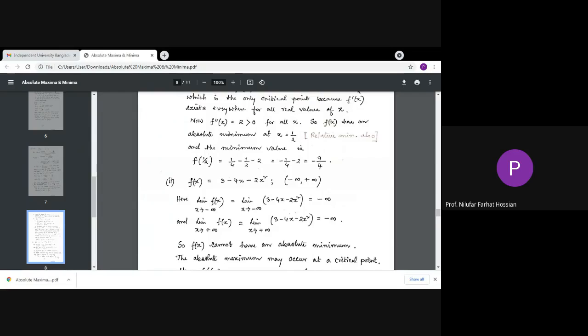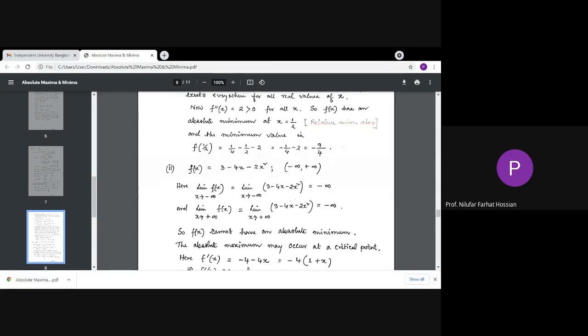Okay, now we have another function f(x) = 3 - 4x - 2x², and again the interval is minus infinity up to plus infinity. So you have to find the limiting value of the function when x tends towards minus infinity and when x tends towards plus infinity.